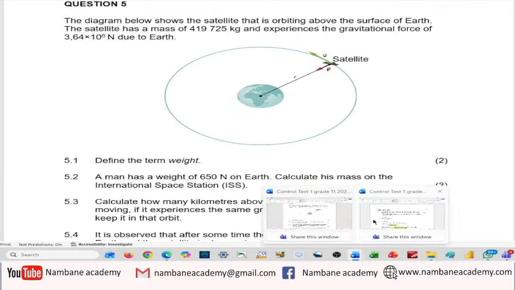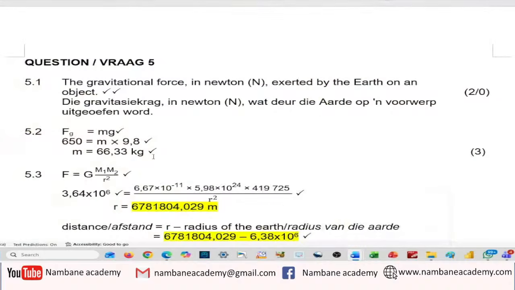So the answer here will be Fg equals mg, then that is weight 650 newtons, g 9.8, then the mass of that person will be 63.33 kilograms. So that is the 3 marks, colleagues, there.